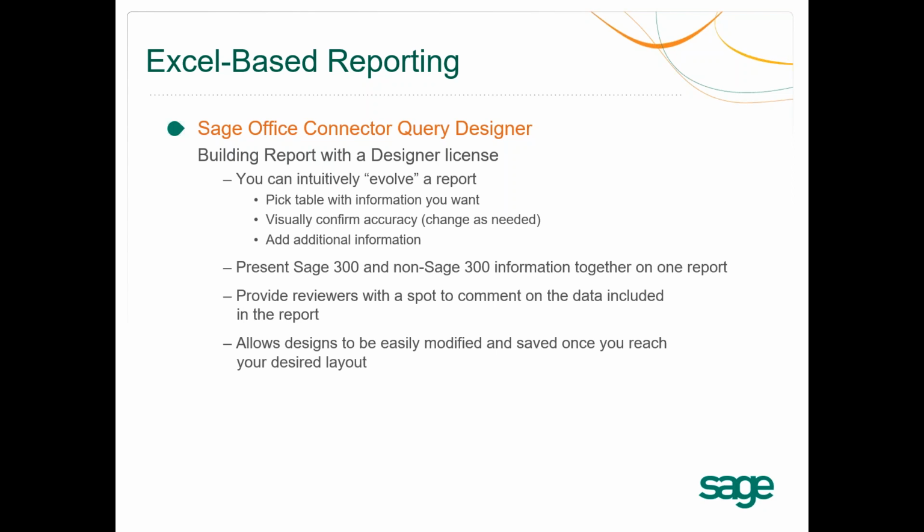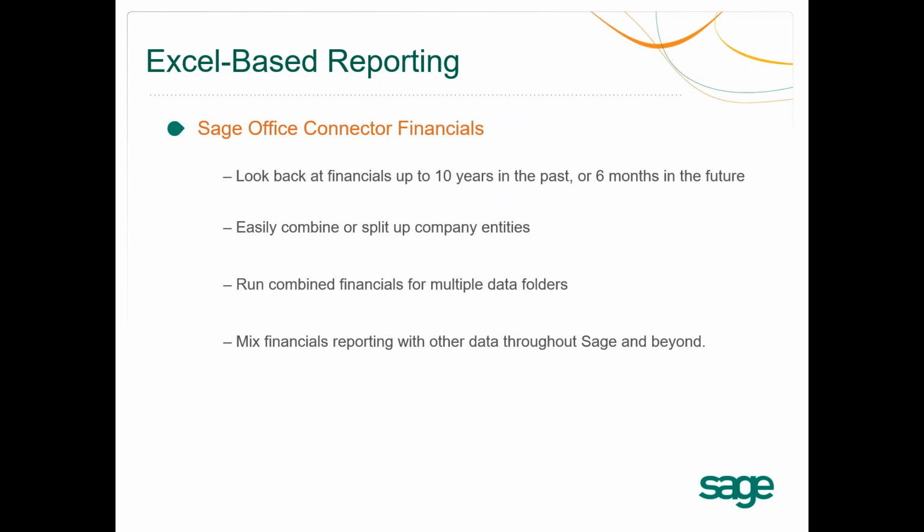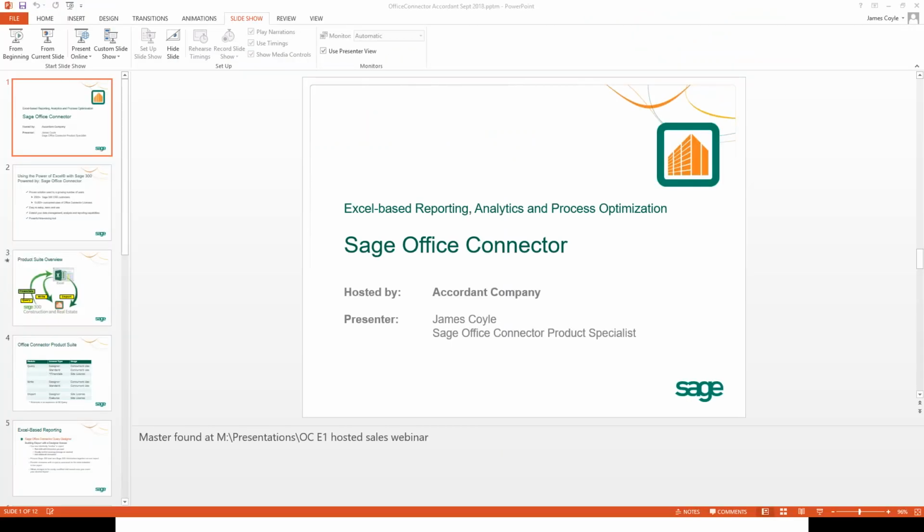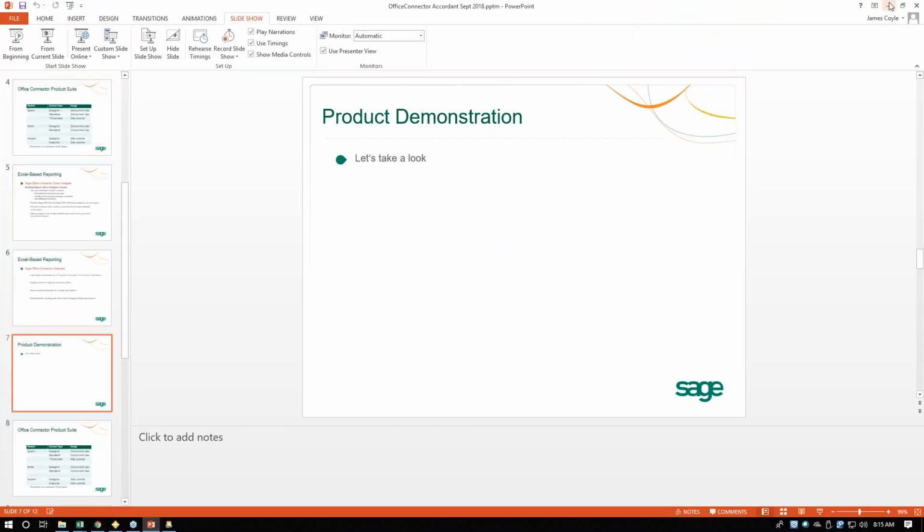So we built a way to evolve a report that most people can be successful. So I'm going to be showing this to you. But the first thing that I'm going to do is show you some reports that are already available to you on the Launchpad. And I'm going to show you Office Connector regular query reports, but I'm also going to show you financials. So these are some of the things that the financials allows you to do. So just touch upon this. So let's just take a look at this technology.